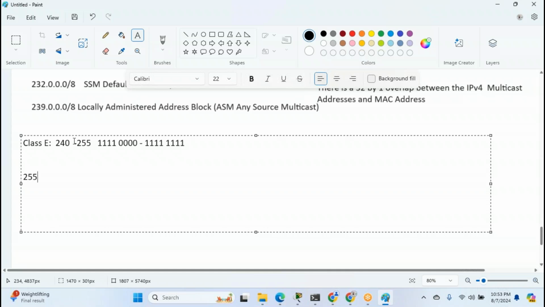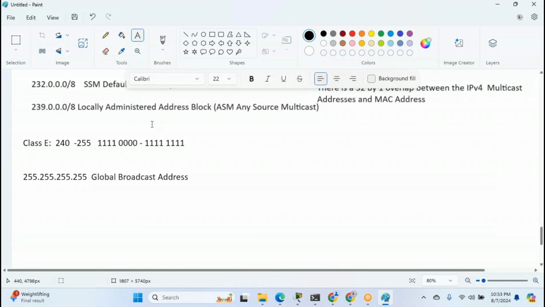So here we have 255.255.255.255. This one is called the global broadcast address. All the other addresses remain unused. Some people say that 242 addresses were used by NASA, this and that. But again, we will consider it as undefined.